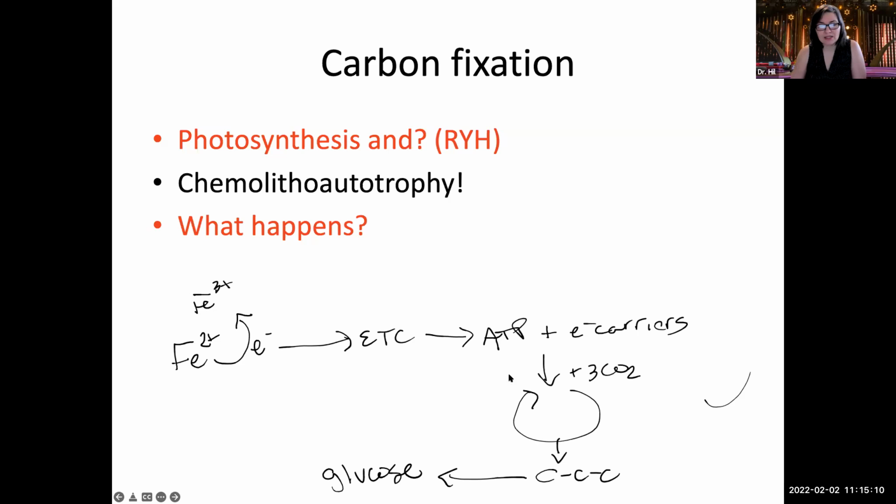And ultimately that energy plus the electrons plus CO2 in the air is used to make a 3-carbon organic molecule, and 2 of those put together makes glucose. So this part varies between the different organisms that do chemoautotrophy, depending on what their electron source is, but it's always some sort of inorganic environmental molecule like a metal ion. But this part here is extremely similar to photosynthesis, right? The major difference is right here.